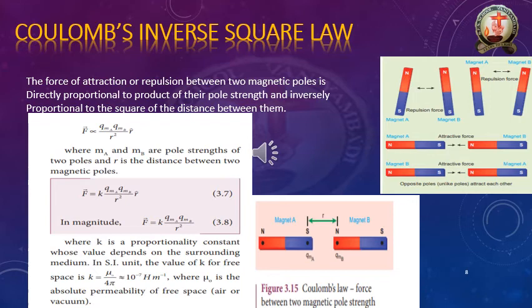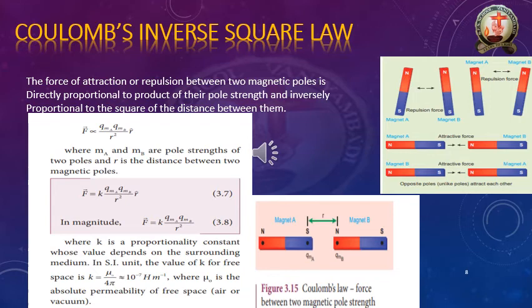I told you in the electrostatics lesson, F is directly proportional to Q1 Q2, and F is inversely proportional to R square. So we are writing the combined expression: F is directly proportional to Q1 Q2 by R square. Same here. F is directly proportional to QMA QMB, and another expression, F is inversely proportional to R square. Inversely proportional means 1 by R square.